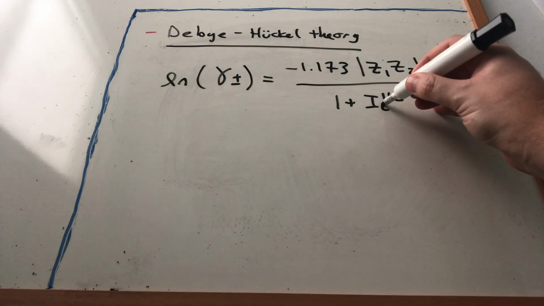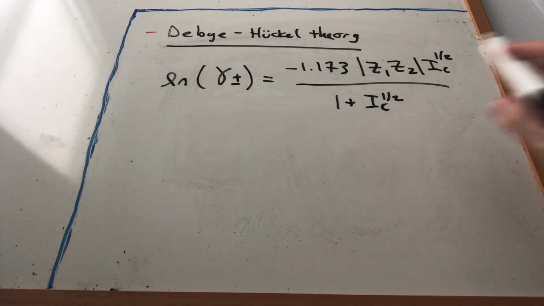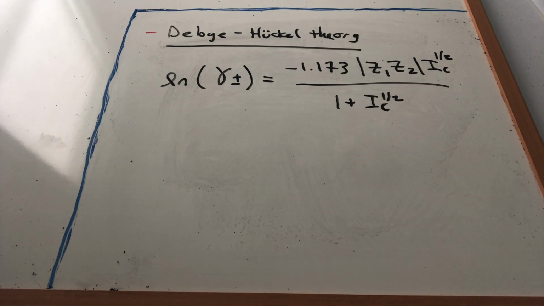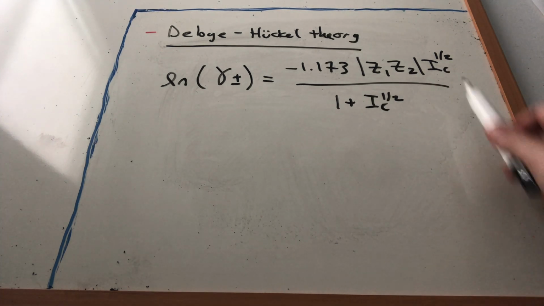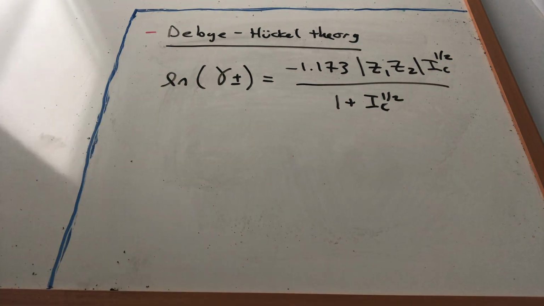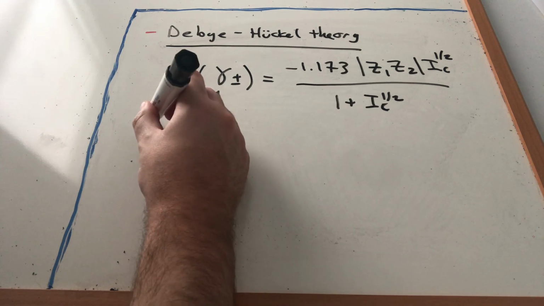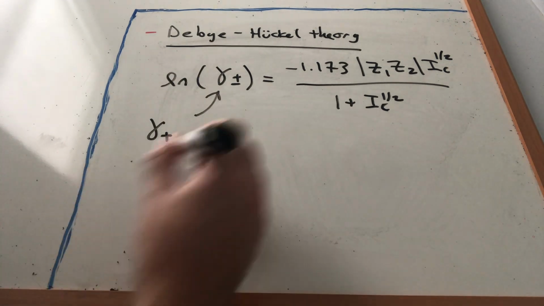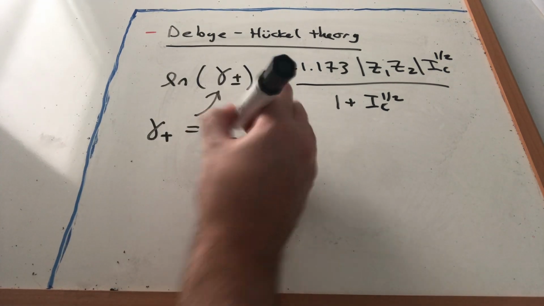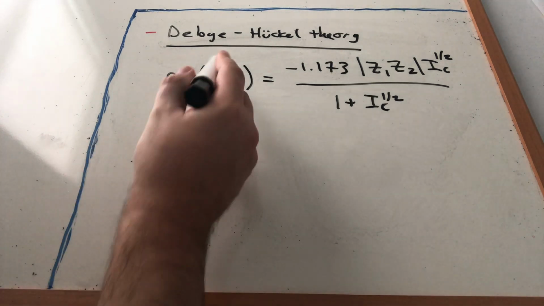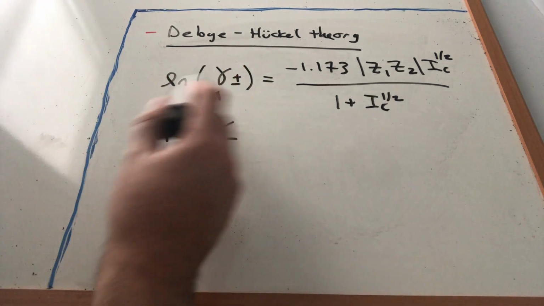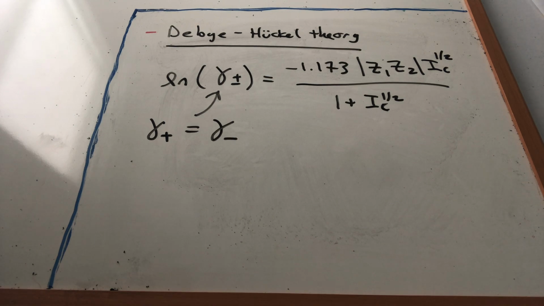What do we need for Debye-Huckel theory? We need the ionic strength of the solution. If we know the ionic strength of the solution, we can go in here and we can infer what gamma plus minus is. Now, what gamma plus minus is, all this is saying is that for your cation and for your anion, gamma is equal. So really it's saying gamma plus and gamma minus are going to have this same value.